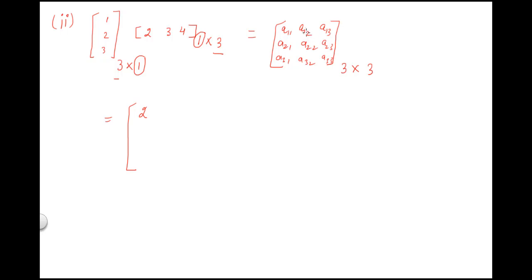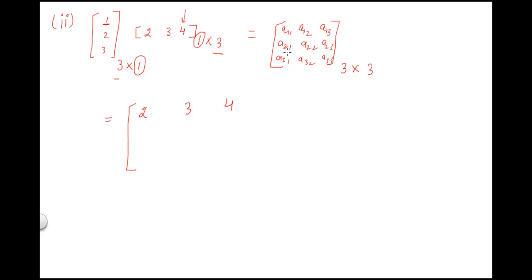A12 means first row and second column. So first row element is 1 and second column element is 3. So 1 cross 3 is 3. Similarly A13. That means first row and third column. This is the third column, right? So what will it give us? 1 cross 4 is 4.